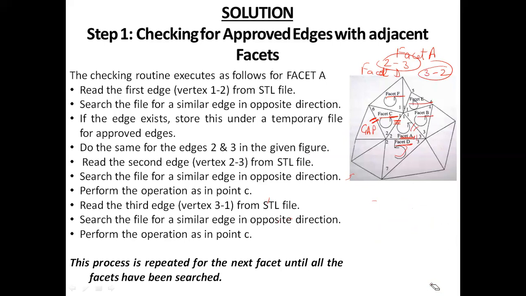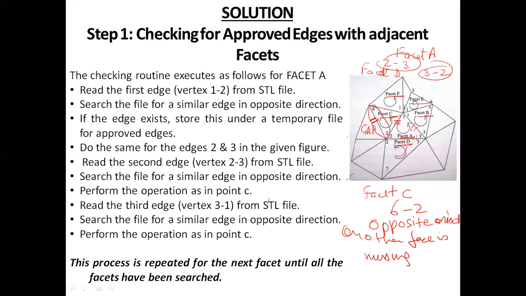So I am going to start checking the orientability over here. So for facet C, the orientability is 6 to 2. But the opposite orientability on the other face is missing. So this edge needs to be stored because this edge is missing the opposite orientability on the different facet.